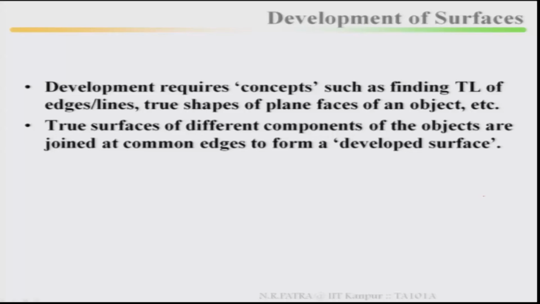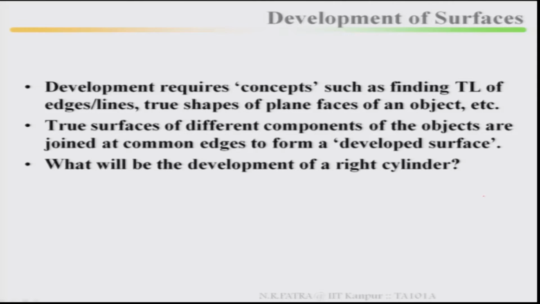If there is one edge, then we have to convert it into true length, and if there is a plane, then we will have to convert it to true shape. True surfaces of different components of the objects are joined at common edges to form the developed surface.